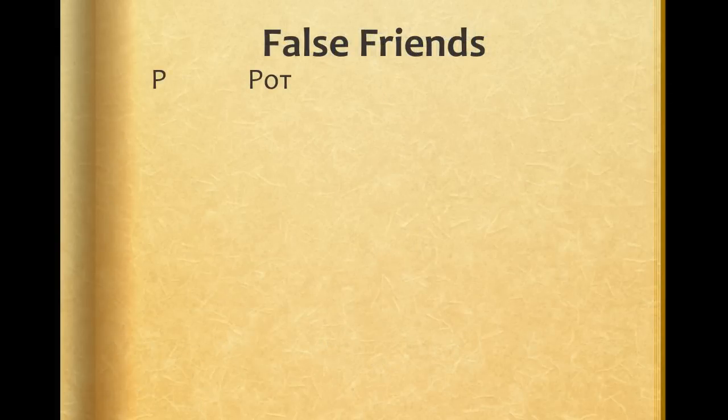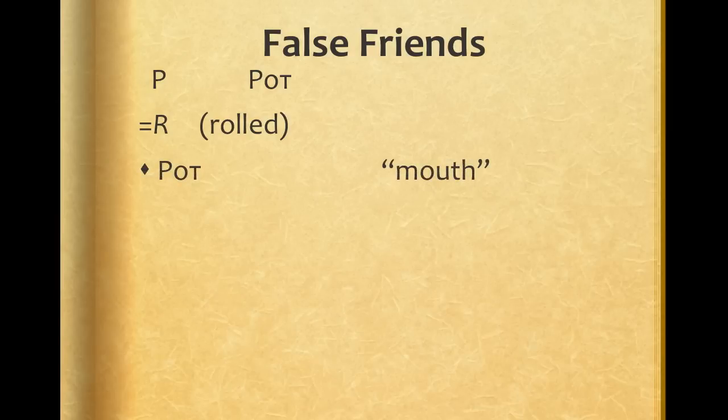Another false friend. This one looks like a P, but is actually a rolled R in Russian. So that doesn't say pot. That says rot. Okay, let's try some more. Tort. If you can't roll your R's yet, no big deal. Just keep practicing. You'll get it eventually.